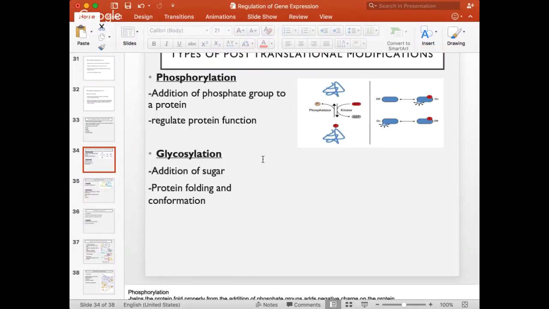Next, we're going to talk about glycosylation, the addition of sugar, which can be a carbohydrate, which acts as a signal that lets other cells know where proteins are going and what they're going to do, basically their functions. And it lets the body know where this cell is going to be.